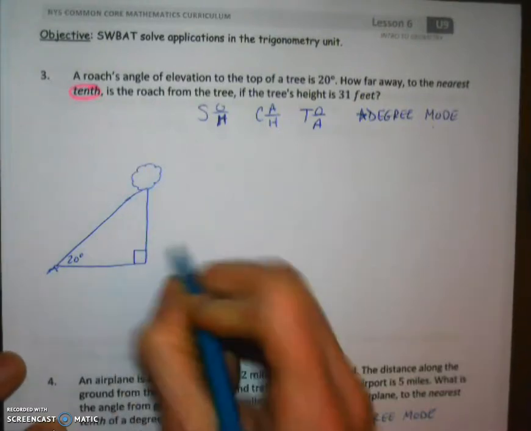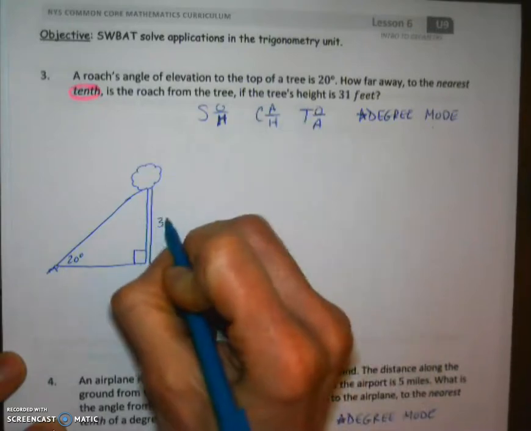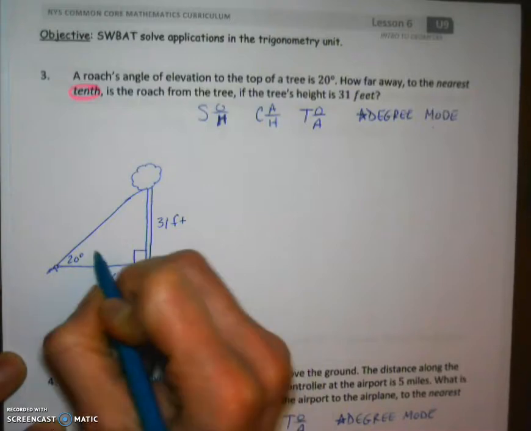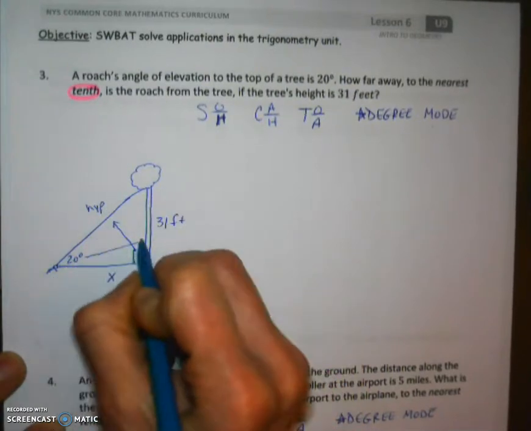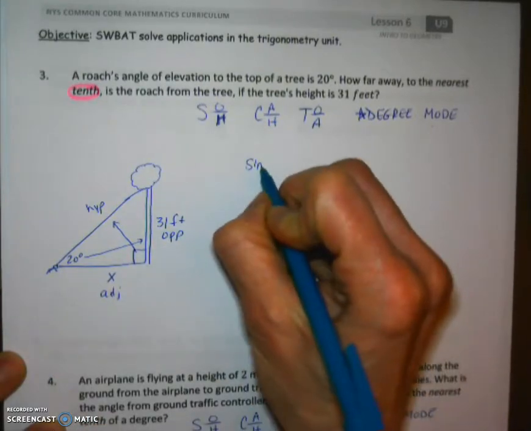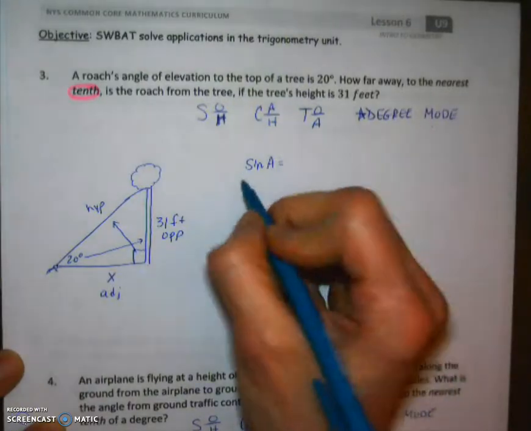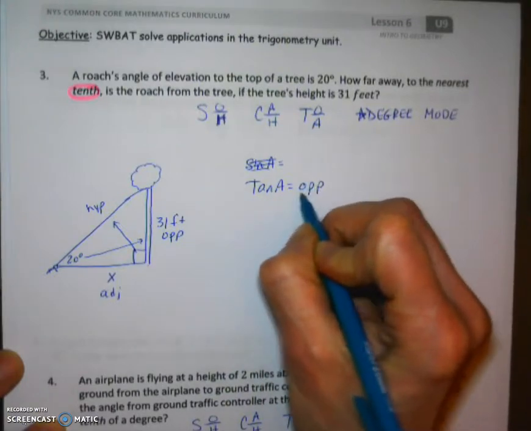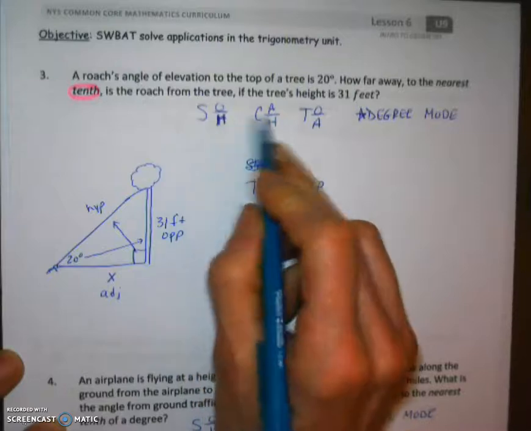The tree is perpendicular to the ground. So it says that the tree's height is 31 feet, and we want to know how far the roach is from the tree. So I see that this is a right triangle. I know nothing about my hypotenuse, but from the 20-degree angle, I have my opposite side and my adjacent side. So the only trig function that uses those two at the same time is going to be my sine function. Just kidding. I'm actually going to use my tangent function, which is the length of the opposite divided by the length of the adjacent. I don't have any information about the hypotenuse, so I can't use sine or cosine.